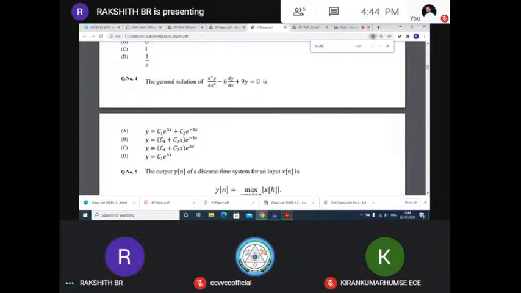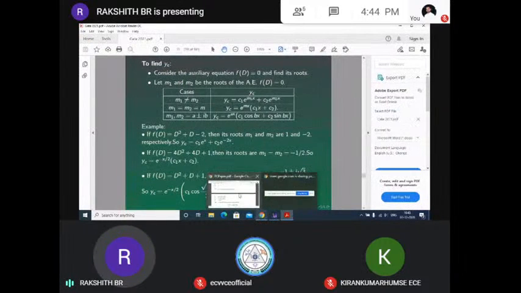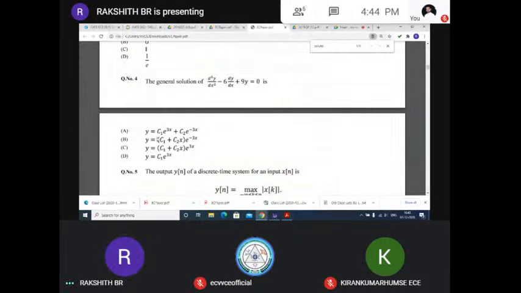3 repeated twice means it comes under the second category. That means if it has repeated roots, and the repeated root is 3, then your yc is e power 3x into (c1 plus c2x). So therefore the correct option here is c1 plus c2x into e power 3x. So option C is correct. That means option C is the general solution of the differential equation d square y by dx square minus 6 dy by dx plus 9y equal to 0.